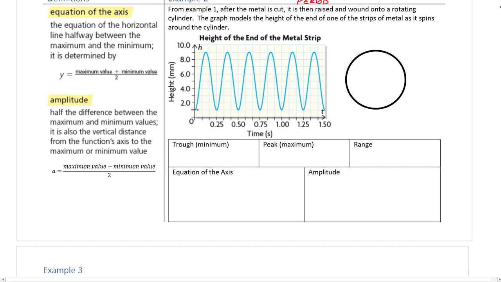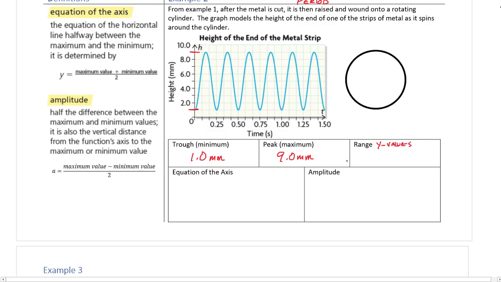Let's start with the basics that we already covered. The trough, what's the lowest we go, and the peak, what's the highest our y values are. Our trough looks like 1 millimeter. Again, include your units. And we are at a peak of 9 millimeters. Remember, our range is just our y values. That's all it is. They want us to give what all our possible y values could be.